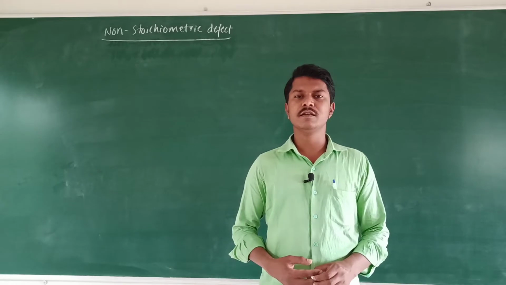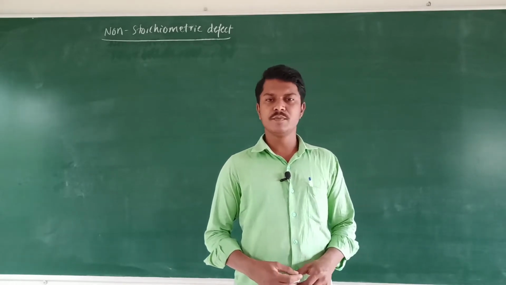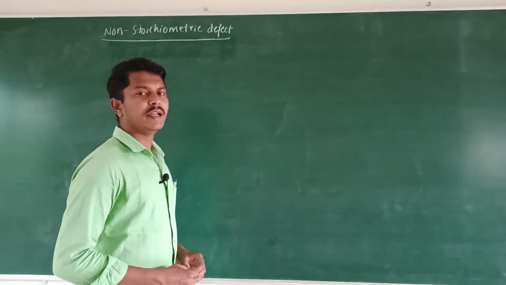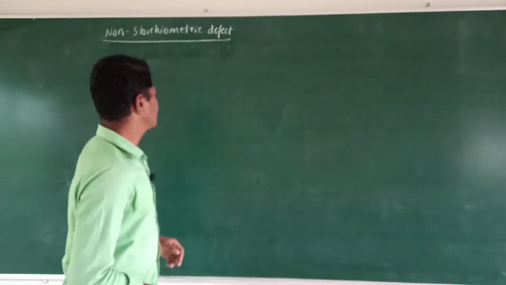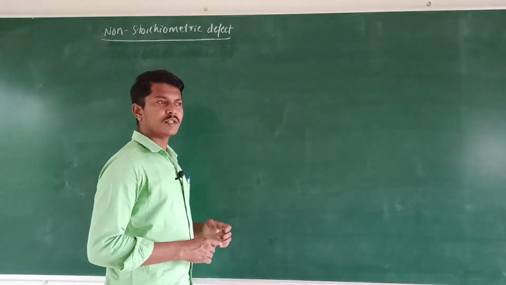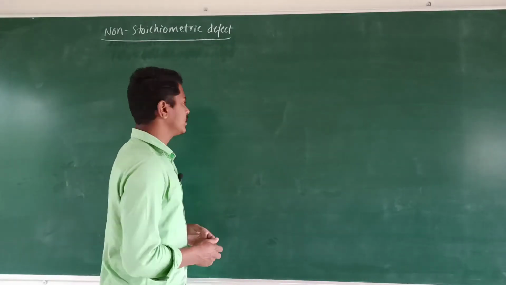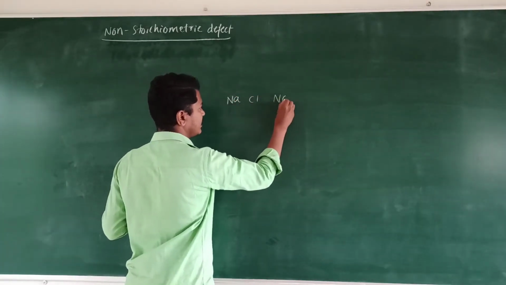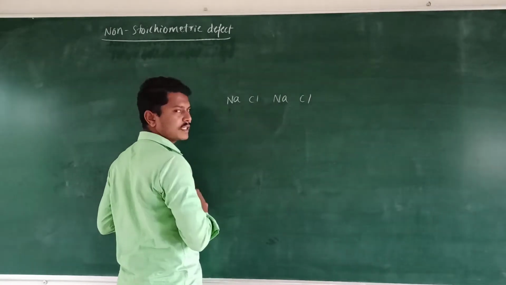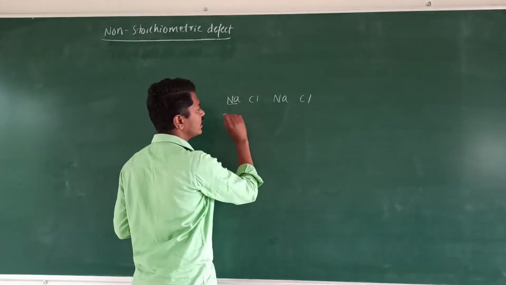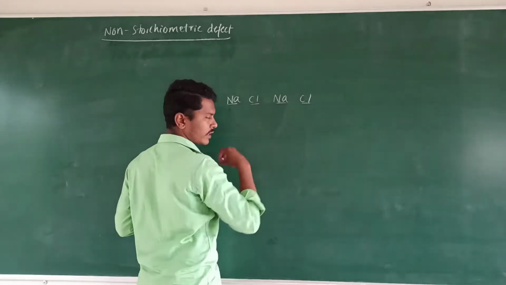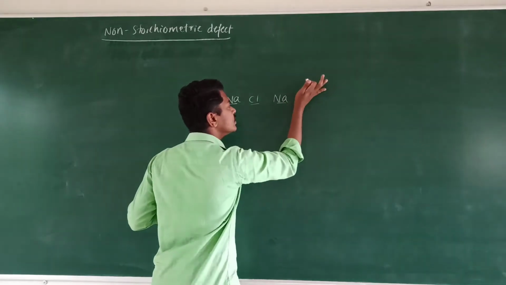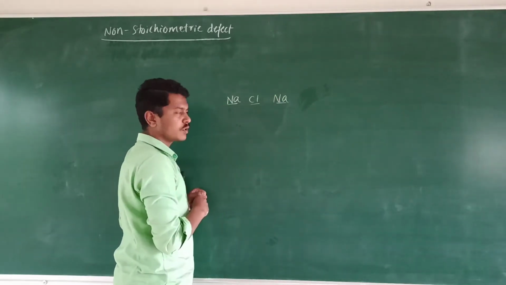Today we are discussing the continuation of defects, that is the non-stoichiometric defect. The name itself indicates that here the stoichiometry of the crystal lattice is different. For example, NaCl: here the stoichiometry is correct, meaning one sodium, one chlorine, one sodium, one chlorine, like this. But in case of non-stoichiometric defect, the stoichiometry is not observed.